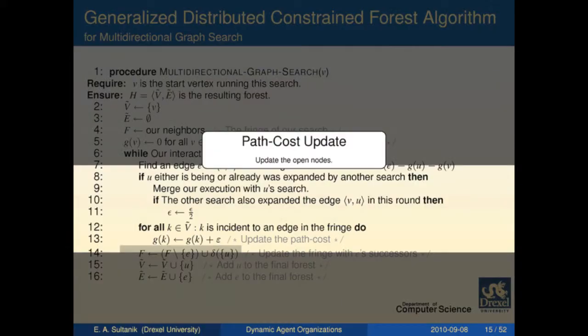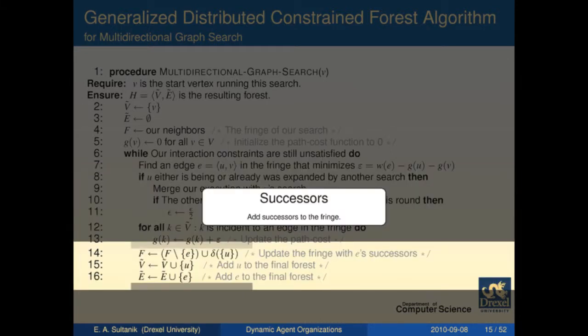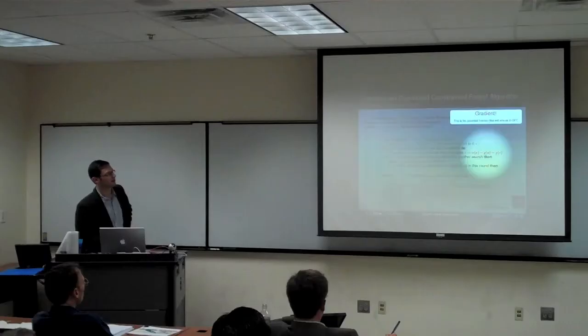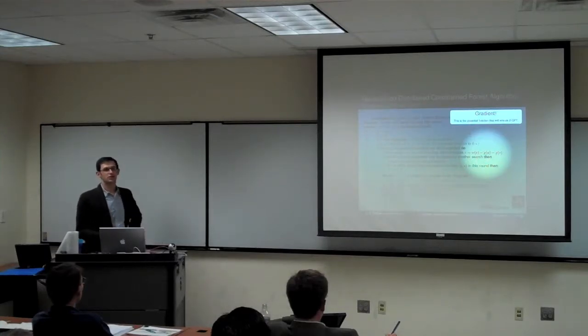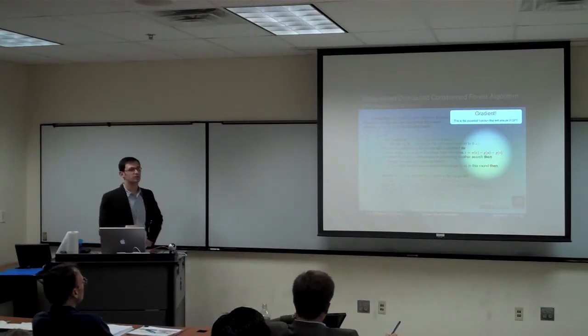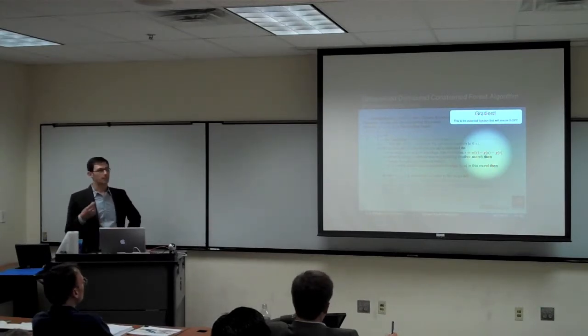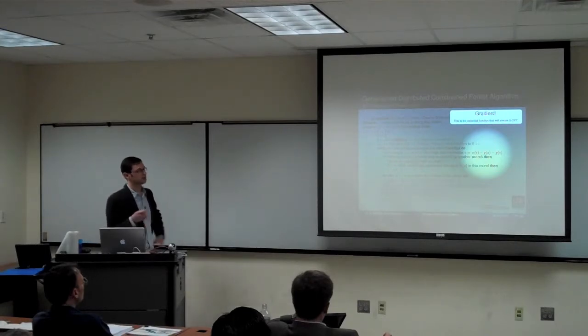Here, we are updating the path cost for all of the nodes in the fringe. And here we are expanding successor states. Basically like regular search. The big difference here is that this potential function is acting essentially like a gradient, or a heuristic, helping each of the independent searches find each other.